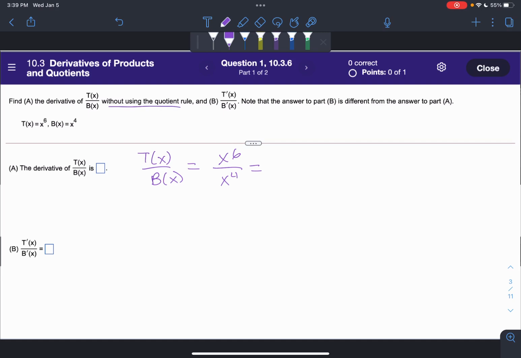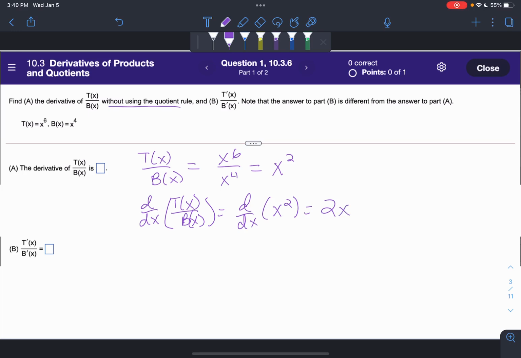To simplify x to the 6th over x to the 4th, you can subtract the powers, or you could also think of it as 4 x's canceling with 4 of these, so you'd have 2 left over. Whichever method speaks to you, just go with it. All right, so that's how we simplify t of x over b of x. And so when we want the derivative of t of x over b of x, we can just use the power rule rather than having to use the long quotient rule.